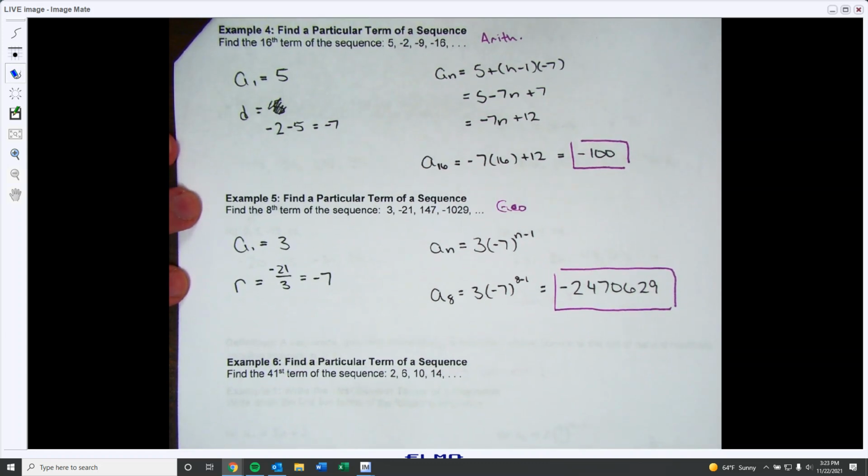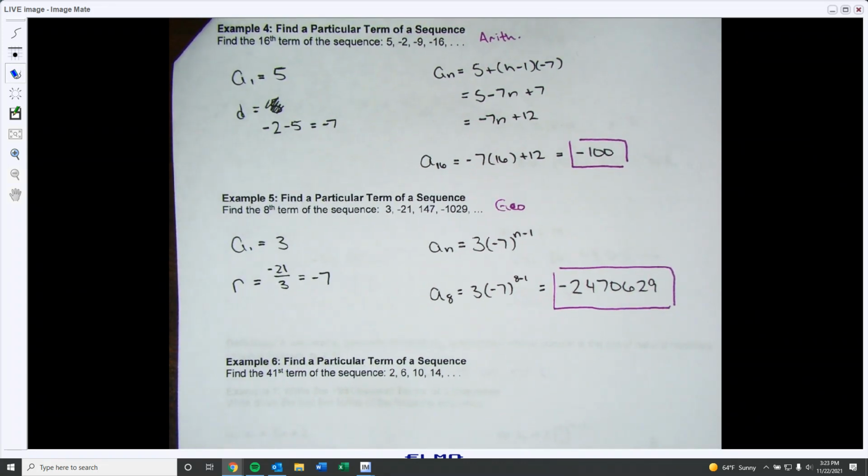All right. So now you've seen 2. At this point, as usual, I'm going to encourage you to pause the video and try examples 6 and 7 on your own and see if you can get the same answer that I get.